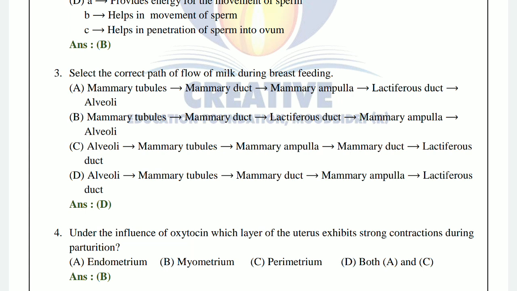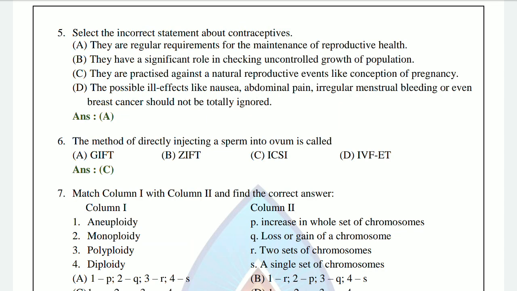Fourth question, under the influence of oxytocin, which layer of uterus exhibits strong contraction during parturition? Correct option is B, myometrium. Question 5th, select the incorrect statement about contraceptives. The incorrect statement is option A, that is they are regular requirements for maintenance of reproductive health. Sixth, the method of directly injecting a sperm into ovum is called C, ICSI.